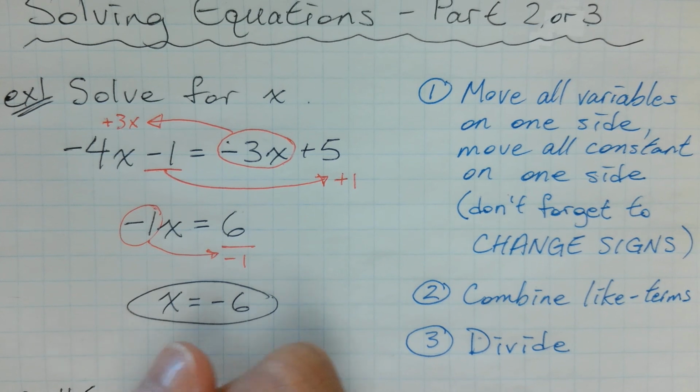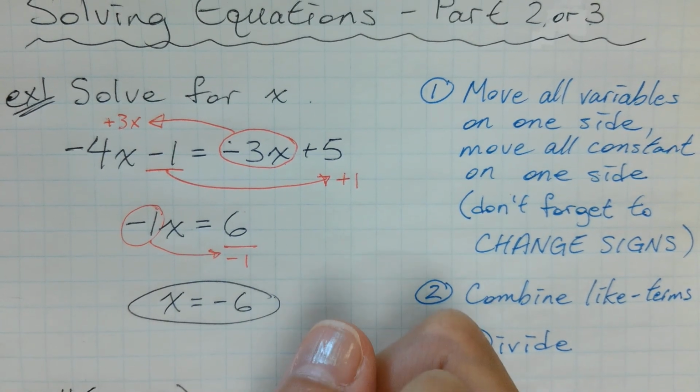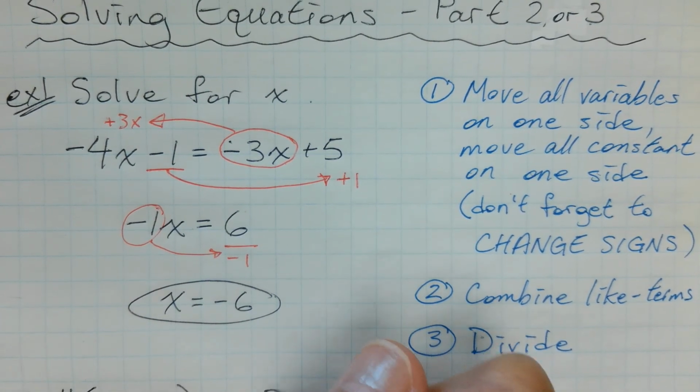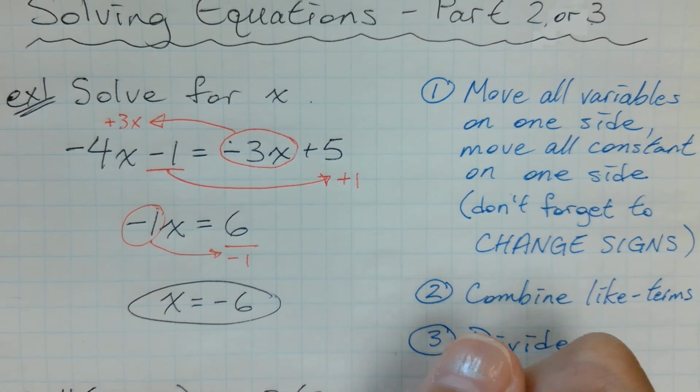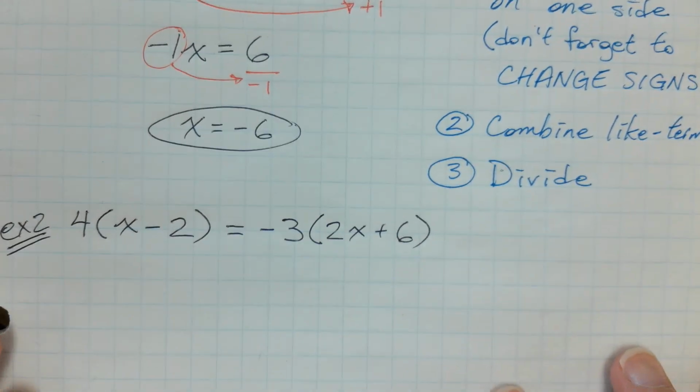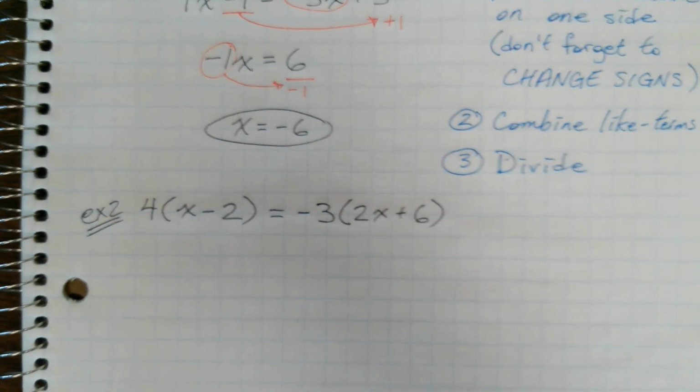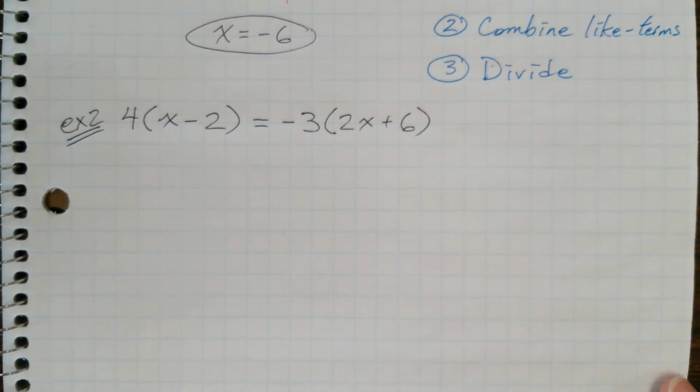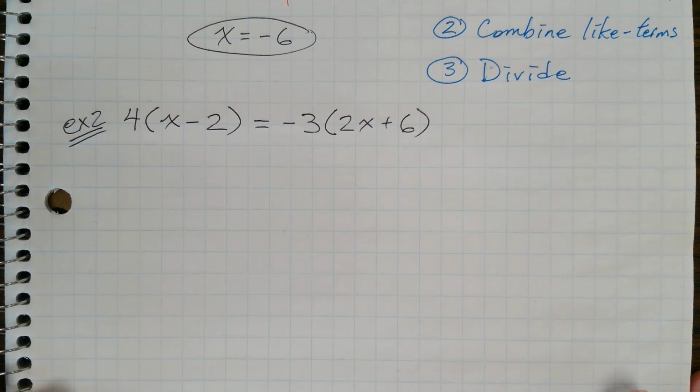Let's try example 2. So again, solve for x. We're doing 5 examples because each example is going to be a little harder, so we're doing it in steps. Sorry, you guys couldn't see the question. So that's example 2. This one has brackets.